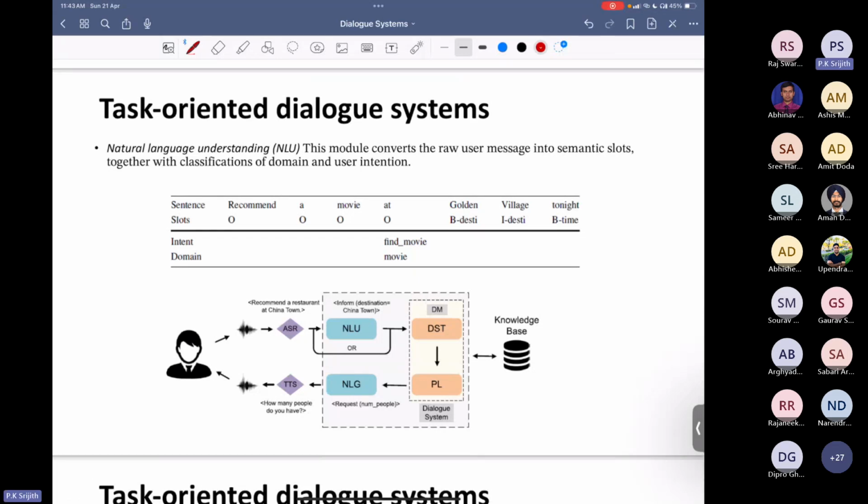The natural language understanding unit, as the name itself says, tries to understand the user input: which domain the user input refers to, what is the intent of the user input, and what the different named entities are that the user talks about in this specific input provided to the system. So this is basically the goal of the natural language understanding (NLU) unit.